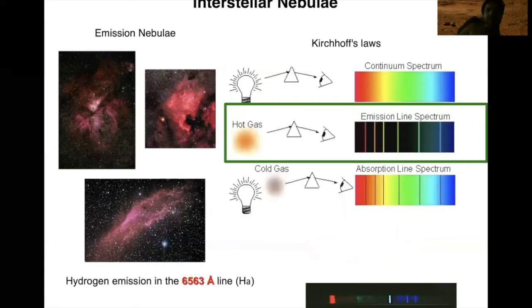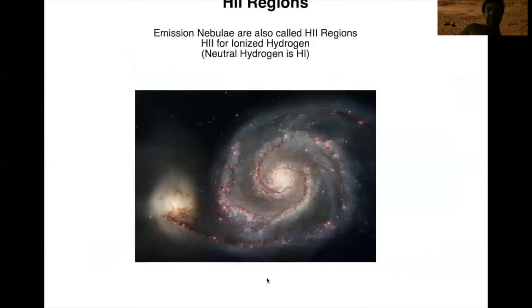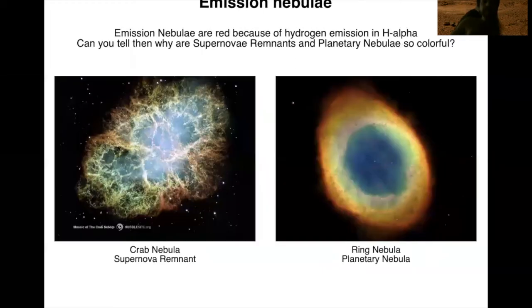So emission nebulae are an example of Kirchhoff's second law. They are hot, ionized gas emitting an emission line spectrum, which is dominated by the hydrogen H alpha line. Now, emission nebulae are also called H II regions. H II is for ionized hydrogen, that's the nomenclature. Neutral hydrogen is H I, ionized hydrogen is H II, hydrogen that has lost its single electron.